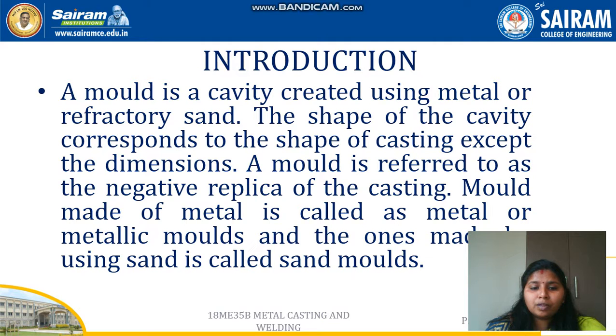A mold made up of metal is called a metallic mold, and if it is made up of sand, it is called a sand mold. Metal molds are used for permanent usage, when we want to produce the same component many times. Whereas if we want to use it only for a temporary purpose, we can use sand molding.